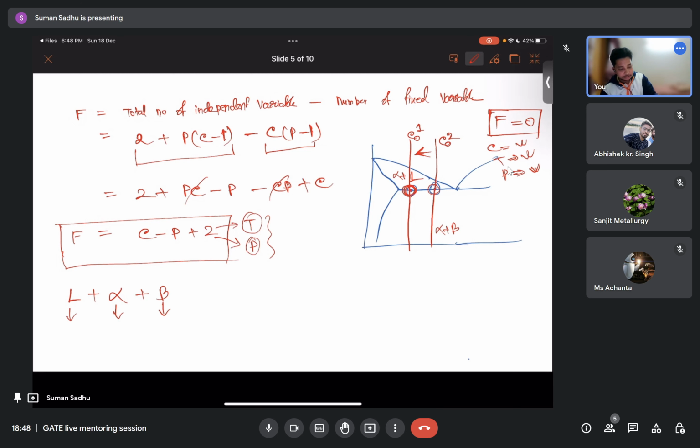So at this tie line, I am highlighting it with green. At this tie line, what will be the composition of liquid, what will be the composition of alpha and composition of beta? Will be same. No, composition of alpha will be given by this, composition of beta will be given by this, right?